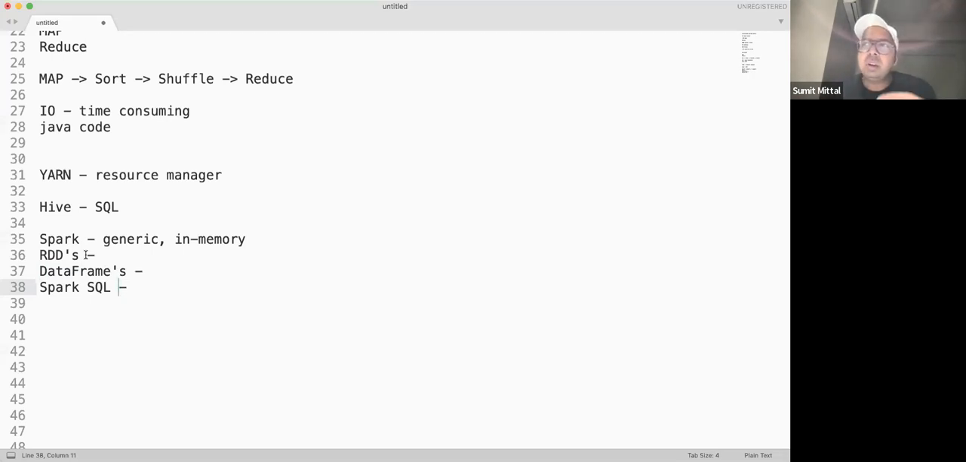So you have to see your use case. If your use case cannot be met through a SQL way of doing things, then you would choose data frames. If not data frame, then RDD. That's how you have to think.